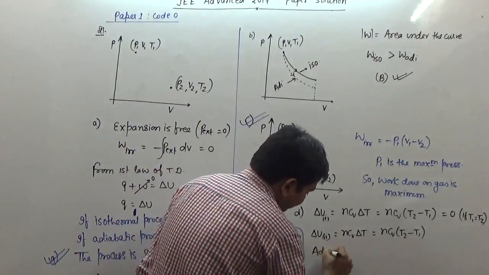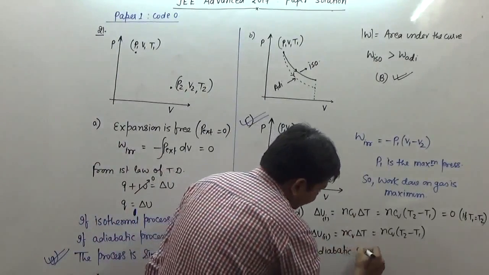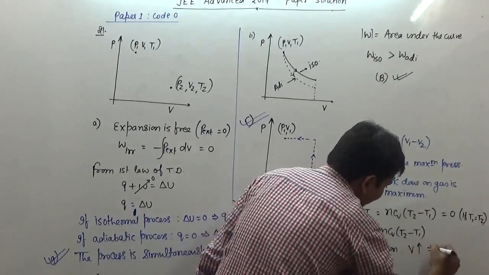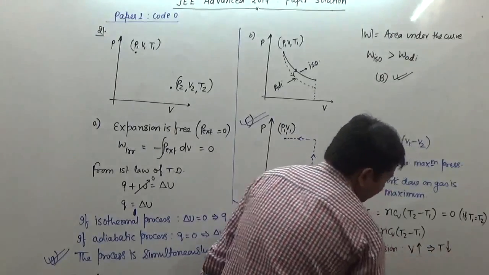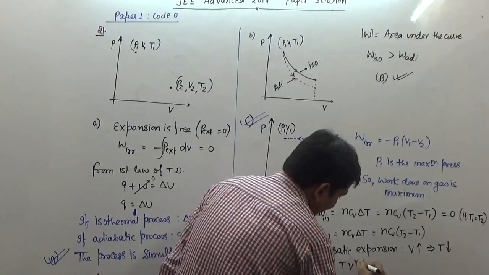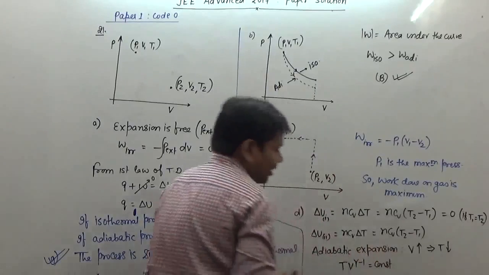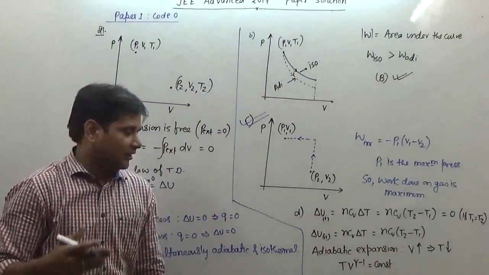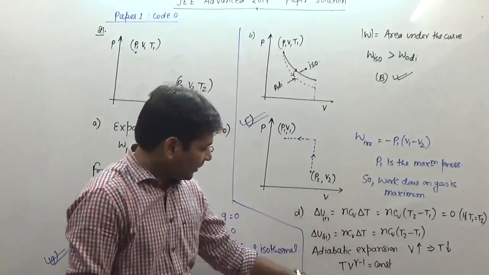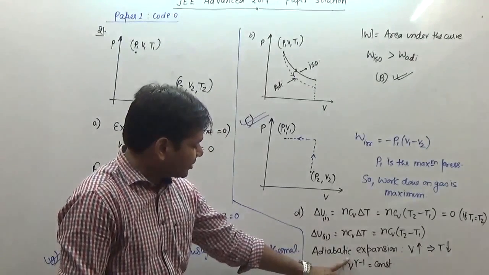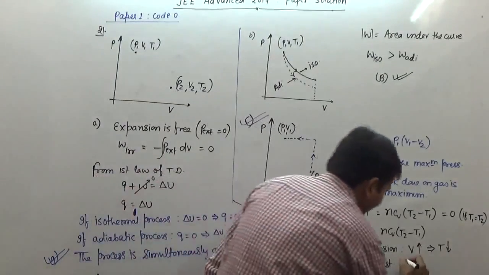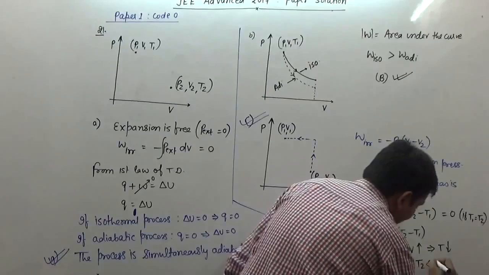Adiabatic expansion is happening. If adiabatic expansion is happening, you must know that volume is increasing. This implies the temperature is decreasing, because we use T V to the power gamma minus 1 is equal to constant. There is a relationship between temperature and volume: T V^(gamma minus 1) is constant. If volume is increasing, temperature must decrease because gamma minus 1 is positive. So temperature is decreasing, and that's why T2 is less than T1.